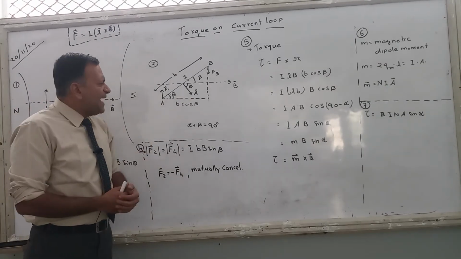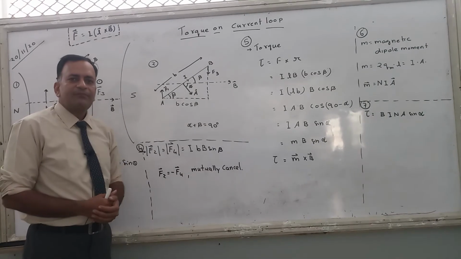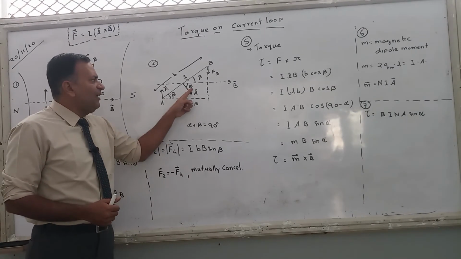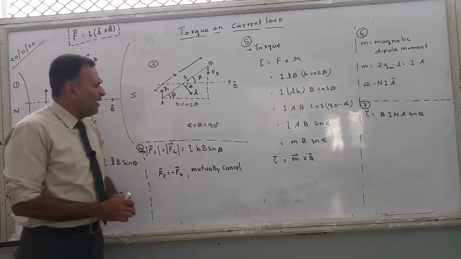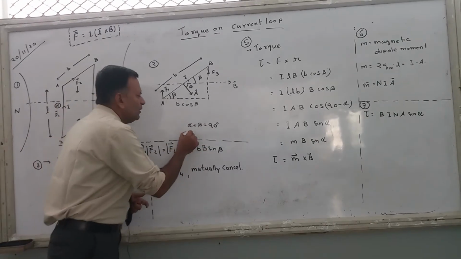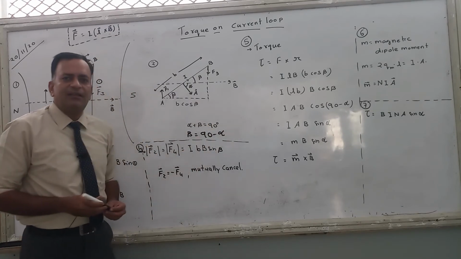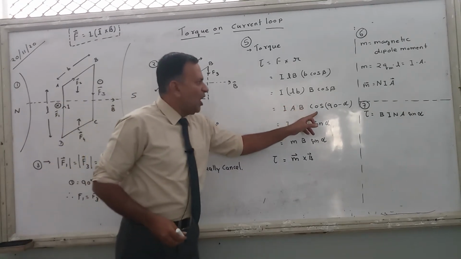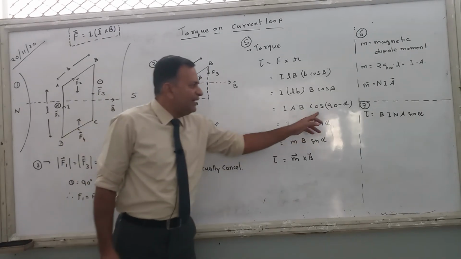Okay. What is the angle between area vector and magnetic field? It is alpha. Clear? And you can see alpha plus beta equals 90. Alright. So what is beta equal to? Beta will be equal to 90 minus alpha. So here take cos beta as cos of 90 minus alpha. What is cos of 90 minus alpha? It is sin alpha.